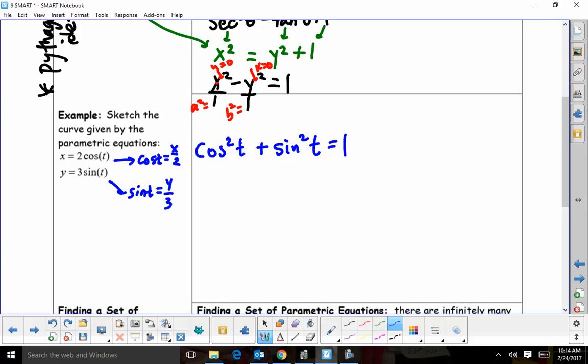Now, can you keep going? So that would be x squared over 2 squared plus y squared over 3 squared equals 1. What's the problem? Why? Oh, okay.